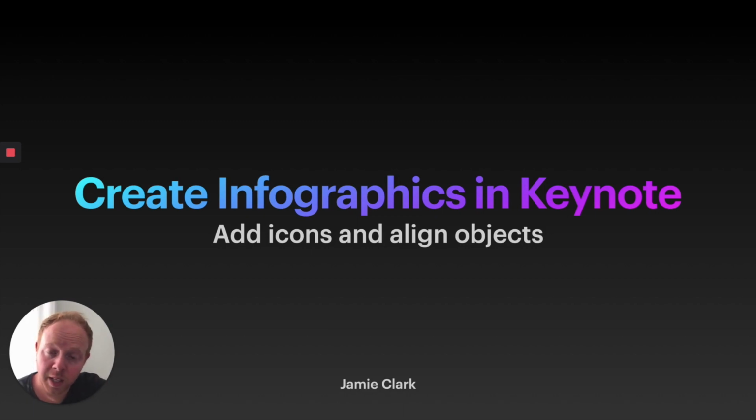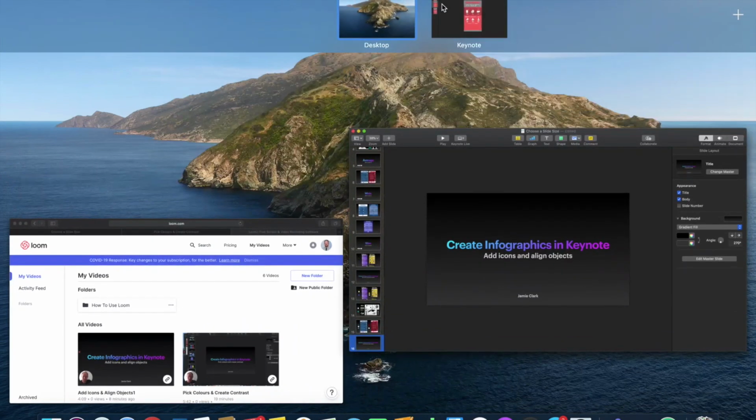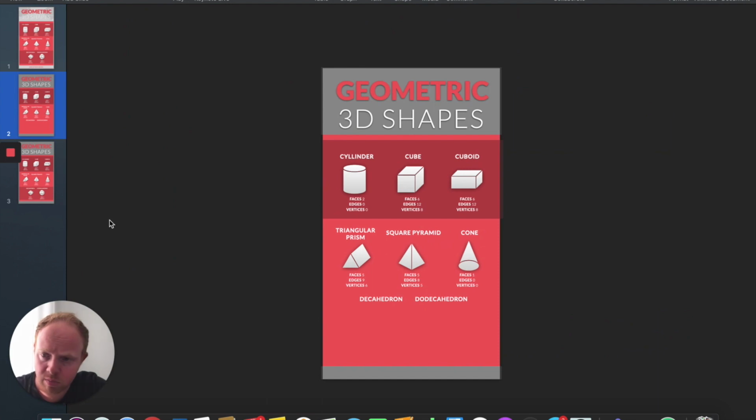In this video, we're looking at adding icons and also aligning objects. Last time we looked at the colors, the contrast colors, picking colors, and the video before that we looked at slide sizes. So I just want to show you what we got up to last time. It was roughly around this stage in making an infographic.